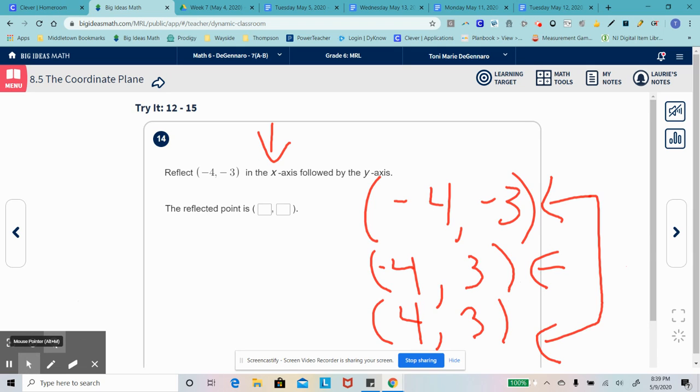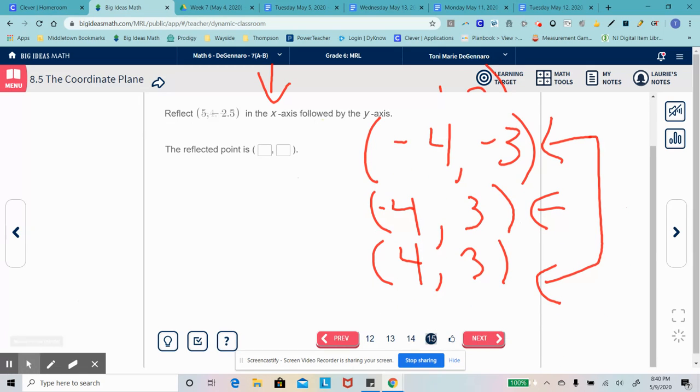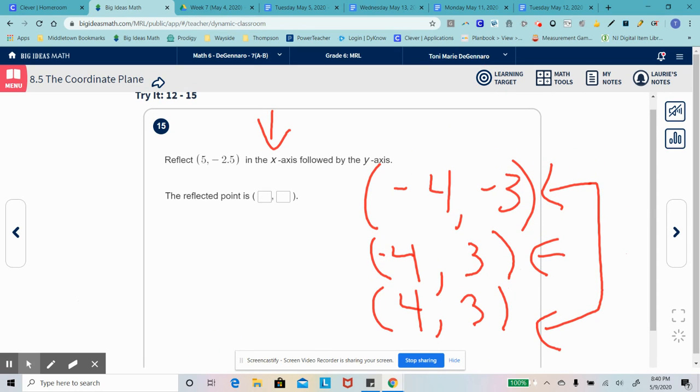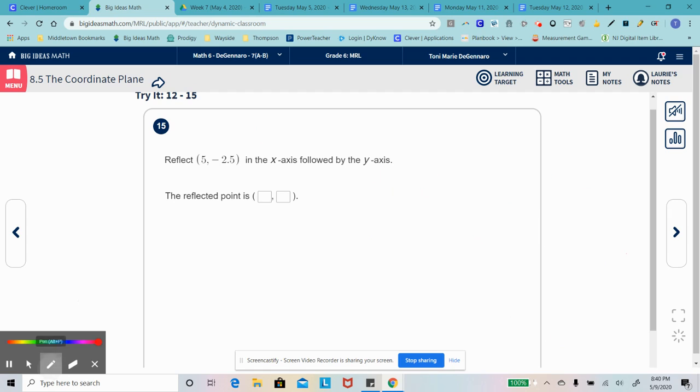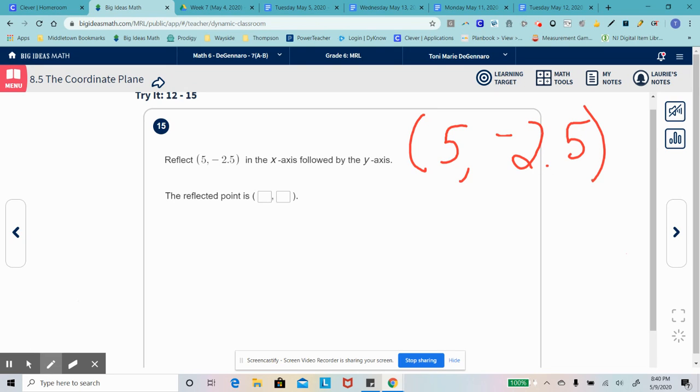All right, so let's do the last question, number 15. And let me get to my arrow. Number 15. So it's going to be 5, -2.5. Okay, so we have 5, -2.5. And it's going to cross both axes. So why don't we skip and go right to the opposites and see how we do. So +5 will be -5, and negative 2.5 would be positive 2.5. And then that would be your answer.